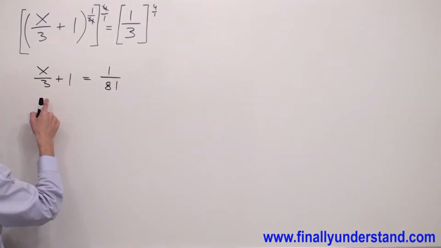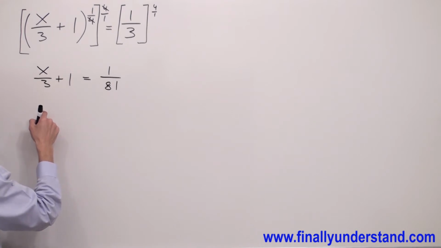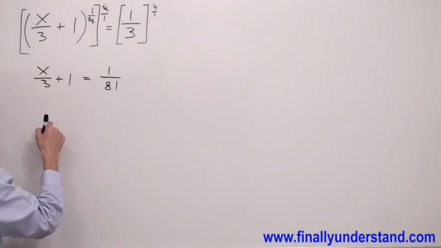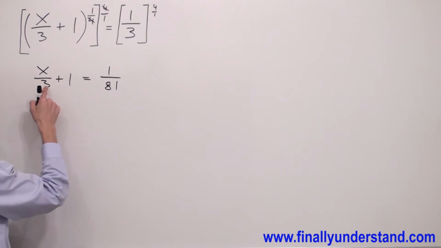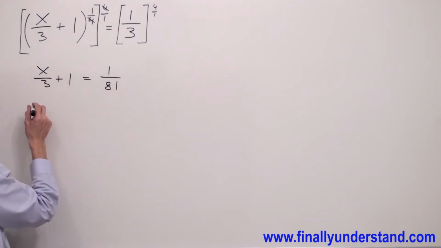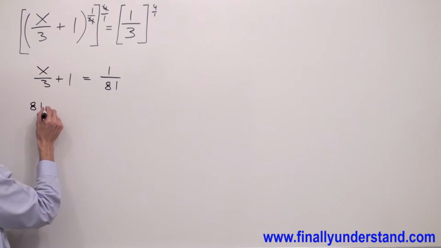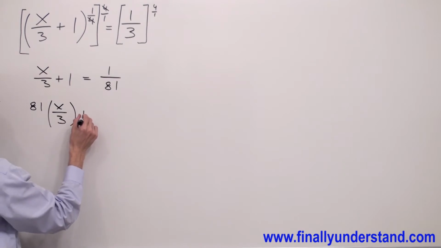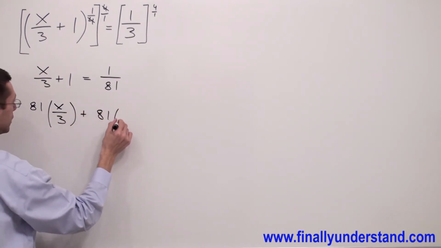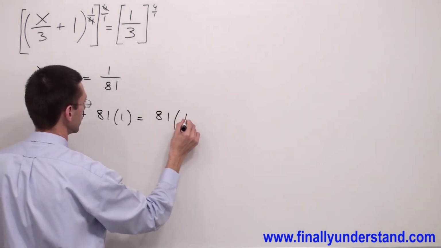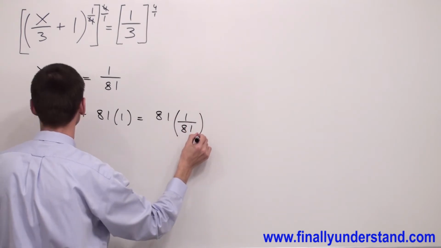Next, I have to eliminate the fractions. How can I do that? I can multiply every single term in my equation by the common denominator. The common denominator for 3 and 81 is 81. That's why I'm going to multiply by 81: my fraction, x over 3, plus 81 times 1 equals 81 times 1 over 81.